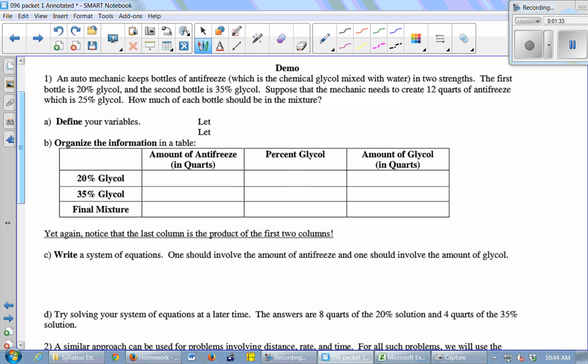So first, define your variables. Sure, x could be the amount, which is measured in quarts, the number of quarts of the 20% solution. The word solution just means a mixture of two liquids, right? And then we could let y be the number of quarts of the 35% solution.